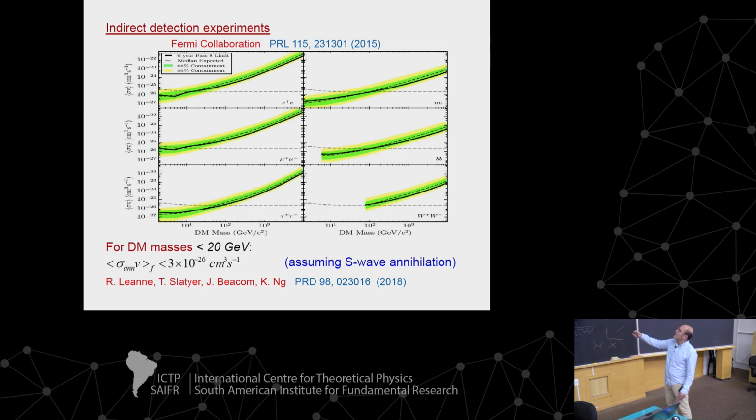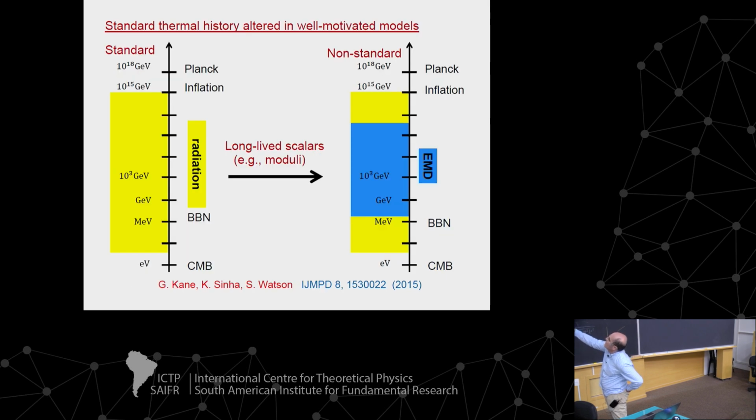So just to show you these limits, these are not the most recent. These are from Fermi 2015. But the more recent ones are more or less the same. The vertical axis is annihilation rate. The horizontal axis is the dark matter mass. And the assumption is that dark matter annihilates mainly to one of these channels. So the solid line is, I think, a 95% confidence level. Above that, it is ruled out.